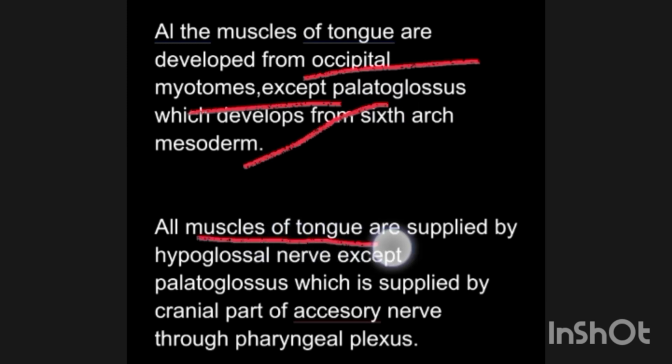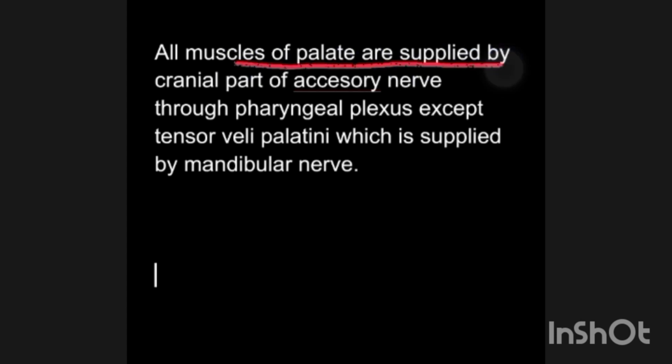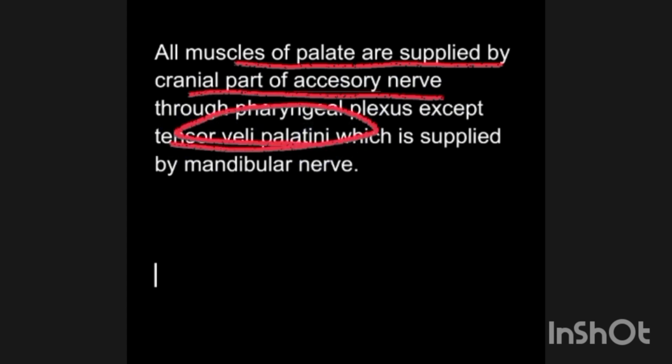All muscles of the tongue are supplied by the hypoglossal nerve except palatoglossus, which is supplied by the cranial part of the accessory nerve through the pharyngeal plexus. All muscles of the palate are supplied by the cranial part of the accessory nerve through the pharyngeal plexus except tensor veli palatini, which is supplied by the mandibular nerve.